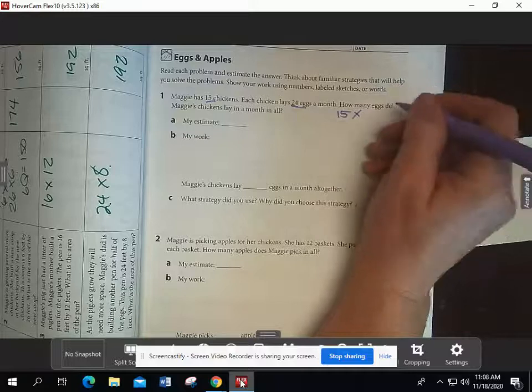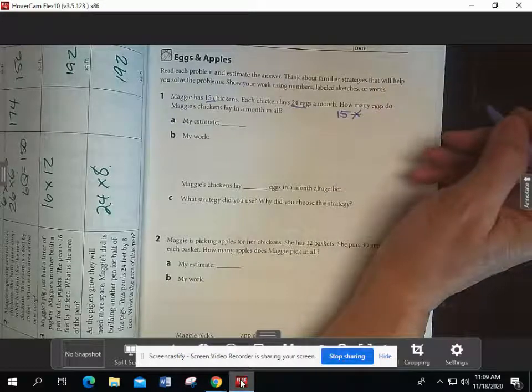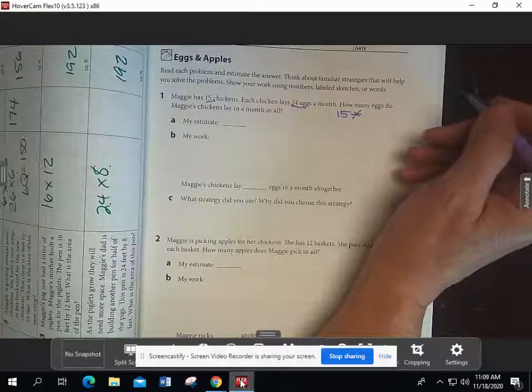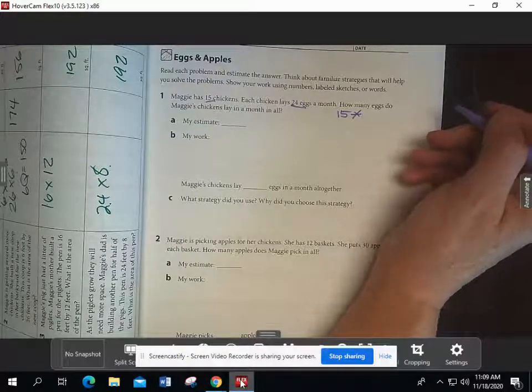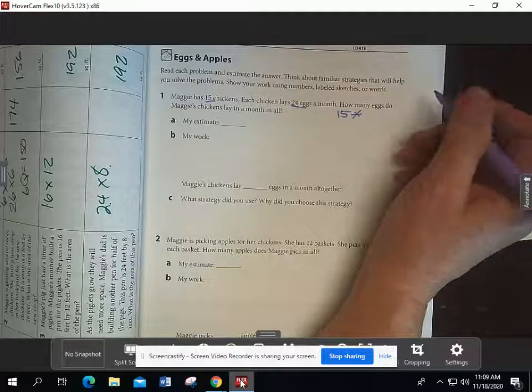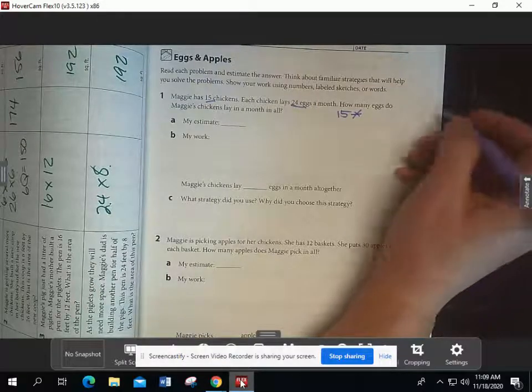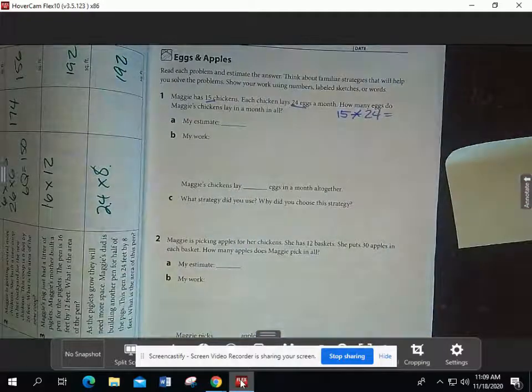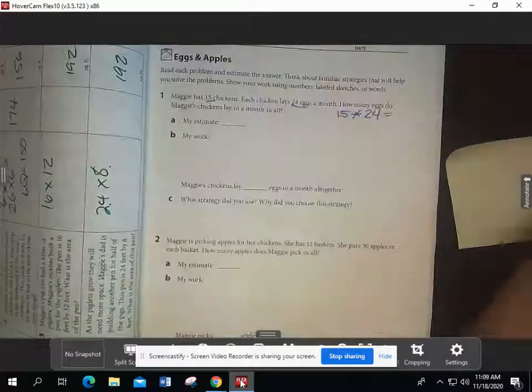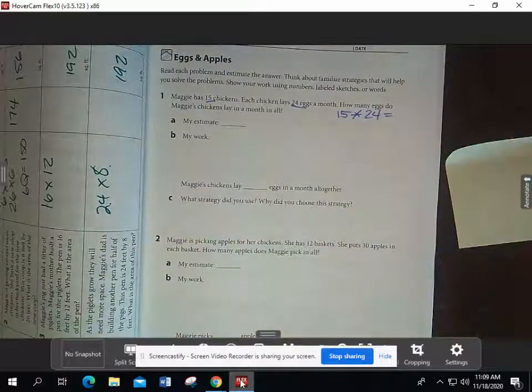So what is our multiplication sentence that we're working with? Anybody know? What numbers? Luke, it's your turn to talk. What do you think? 15 times what? 24. Okay, let's do an estimate. I don't know 15 times 24 off the top of my head. So Millie's going to share her idea of an estimate. What do you think, Millie?